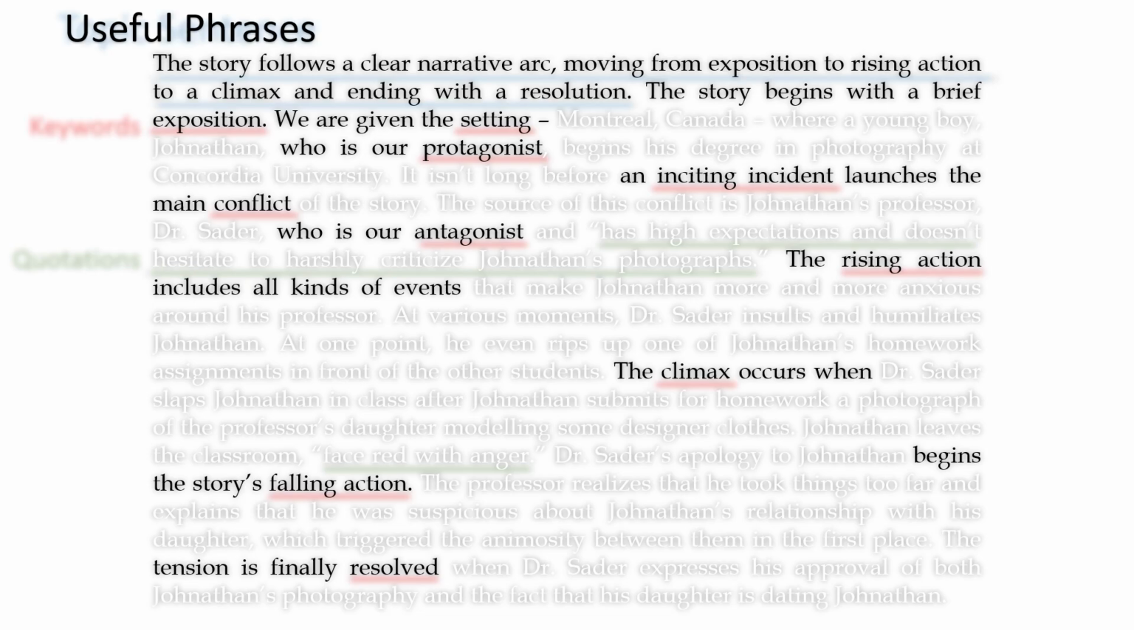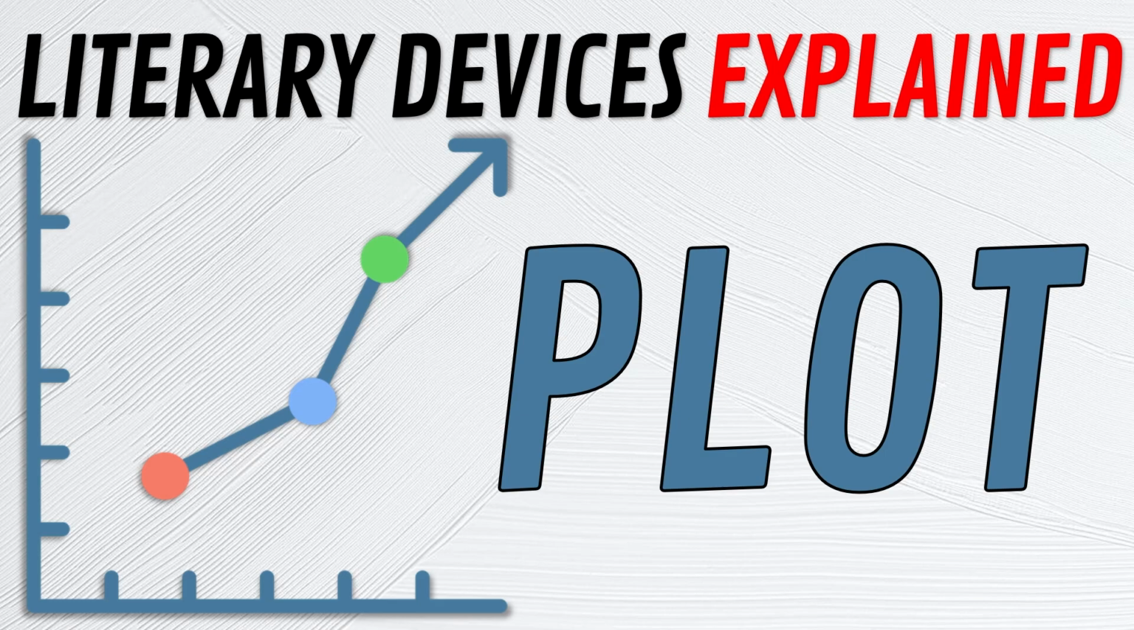And I've included this slide just to show you how to use these keywords like setting and inciting incident in sentences. You can talk about how you are given the setting. You can talk about how an inciting incident launches the conflict. The rising action includes these kinds of events. A climax occurs. The falling action begins here, or this particular event begins the falling action, and then the tension is resolved. These are some phrases you might consider using if you're unfamiliar with the vocabulary that I've introduced. And that, in a nutshell, is how to talk about plot.